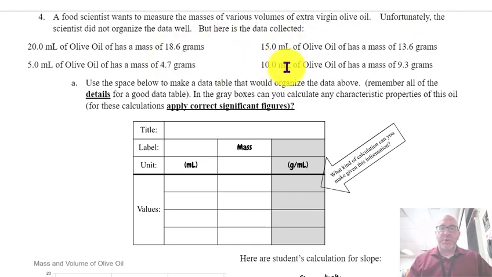So you have like all these post-it notes. In the space below, could you build a data table that's going to help organize this data? Give me all the characteristics of a good data table. So, for example, the title, put the labels here for the columns, what units, and then arrange the values so they make sense. And then these gray boxes, can you calculate a characteristic of olive oil? For these calculations, apply correct significant figures, it says right there.